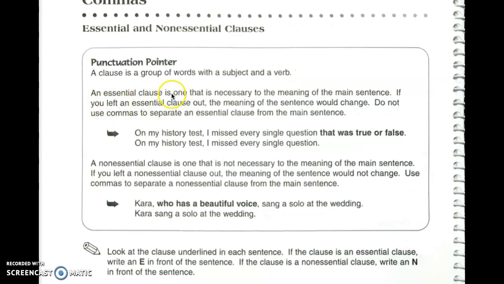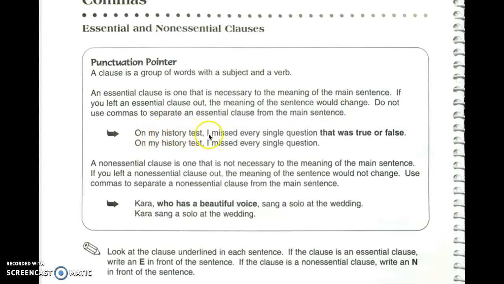An essential clause is one that is necessary to the meaning of the main sentence, okay? The main sentence needs it. If you left an essential clause out, the meaning of the sentence would completely change. Do not use commas to separate an essential clause from the main sentence. Okay, so if the clause is essential and the sentence needs it, then we don't need commas to separate it out. It's not necessary, okay, because the sentence needs it, so we don't want to separate anything.